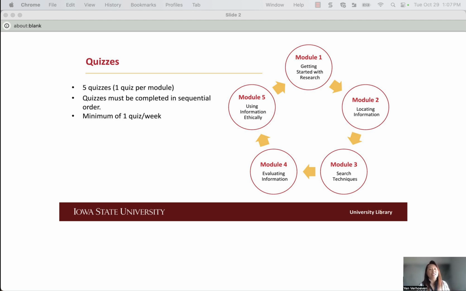Now, a minimum is the slowest pace. For some of you, you may already have tests, quizzes, other things going on. If you want to take these quizzes early, you are more than welcome to do so.